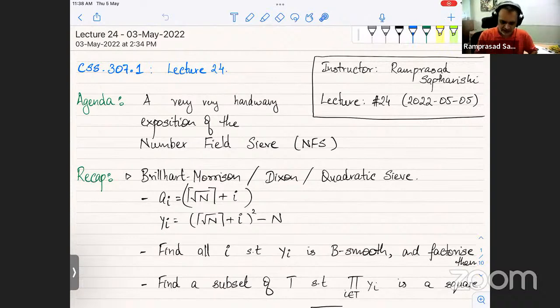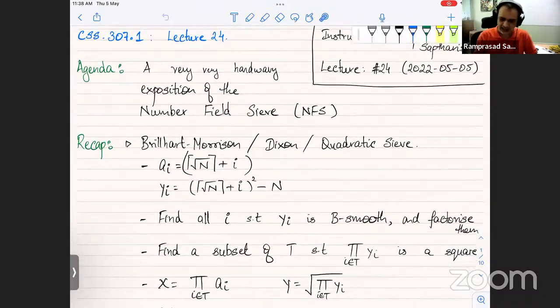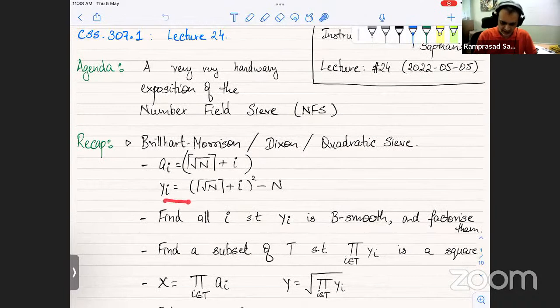Roughly speaking, what we did was the following. We picked a whole bunch of i's, such that this was my a_i and y_i. I'm describing how the quadratic sieve proceeded. You just notice that a_i squared is equal to y_i mod n, just by construction. And the point is, you try to find many such i's such that the y_i that you end up getting happens to be B-smooth.